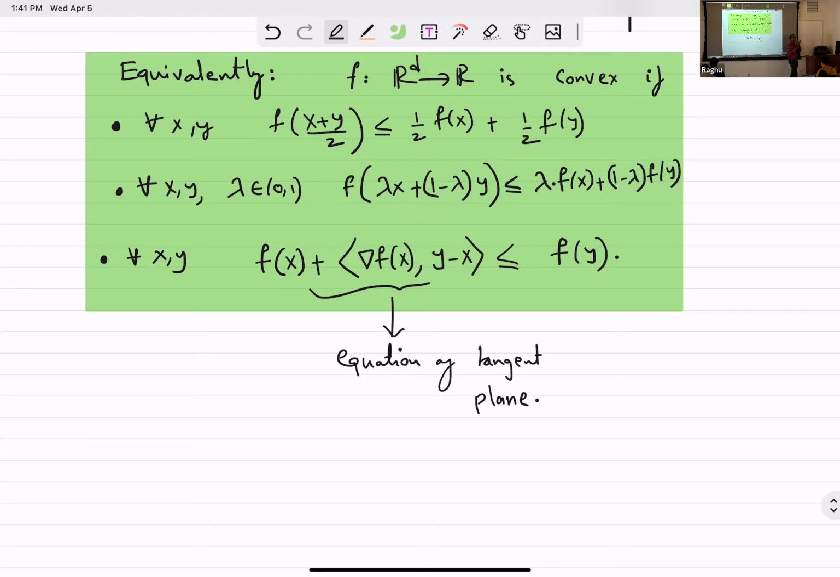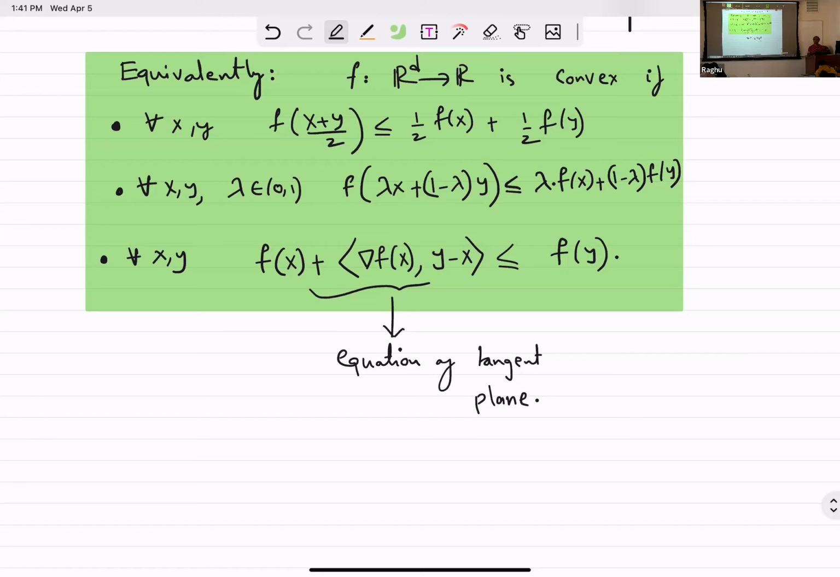Smoothness gave us this upper bound, a kind of parabola thing. Convexity gives you a lower bound. Right. So for every point, I can draw the tangent plane, and your function is never going to be much smaller than whatever this tangent plane tells you. Right. Any questions about this? Okay.